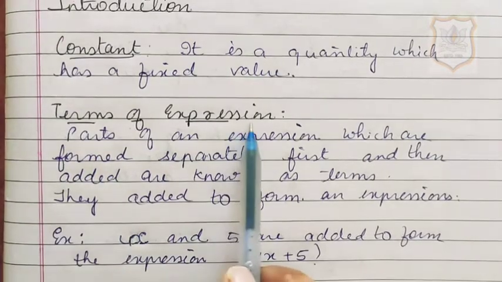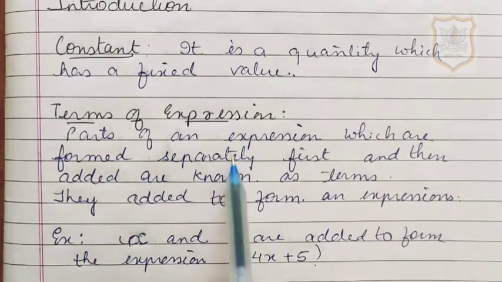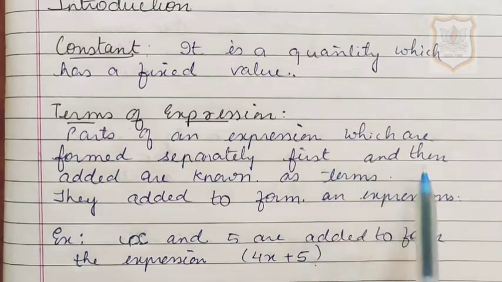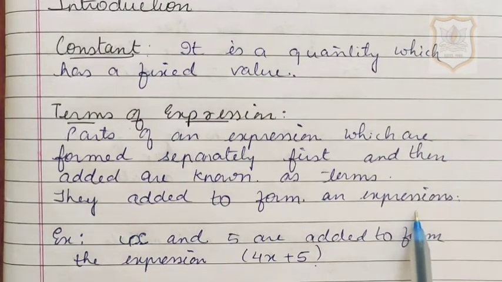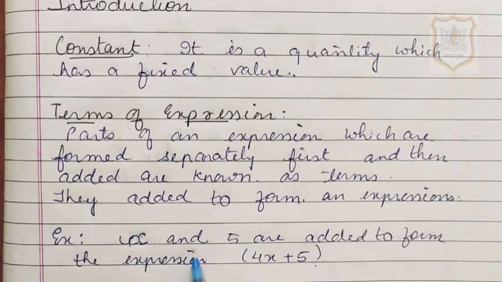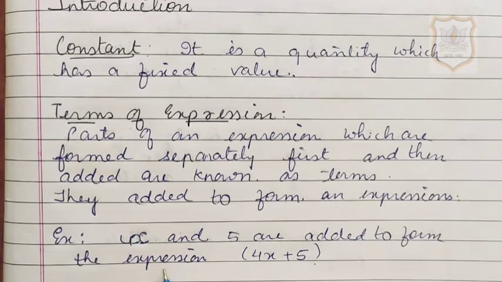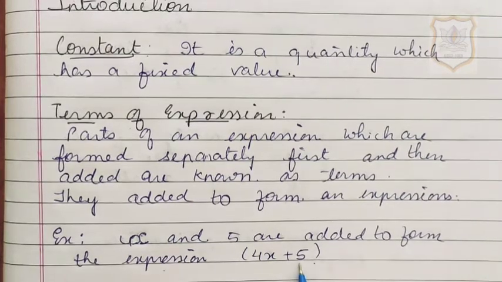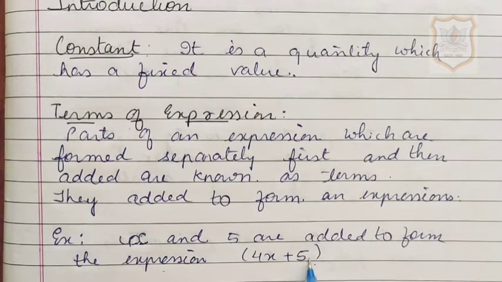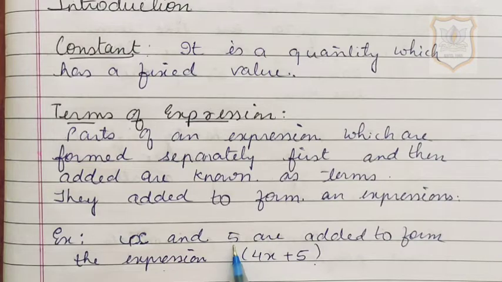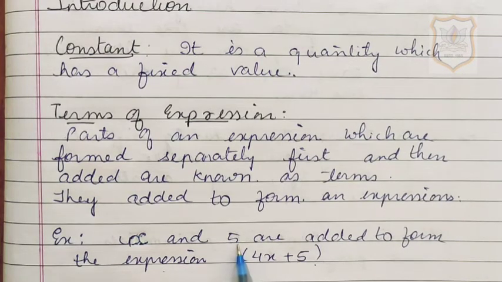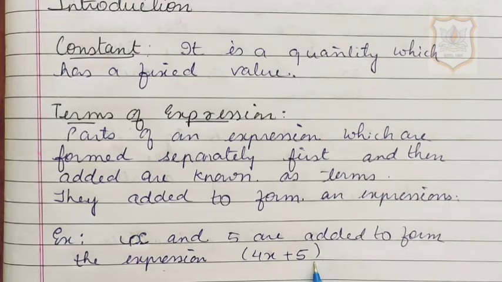Then terms of expression. Terms of expression means parts of an expression which are formed separately first and then added are known as the terms. They are added to form an expression. For example, 4x and 5 are added to form the expression 4x plus 5. Students, here the terms of the expression are the parts of the expression. This is the expression 4x plus 5, and here the terms of the expression are 4x and 5. When the terms of the expression are added, it forms an expression.